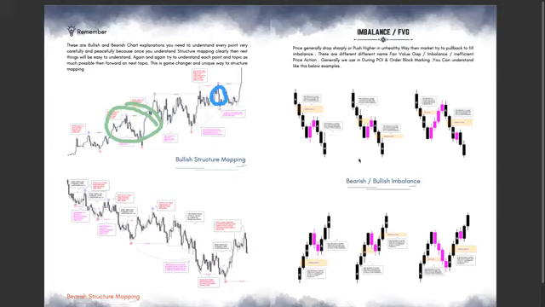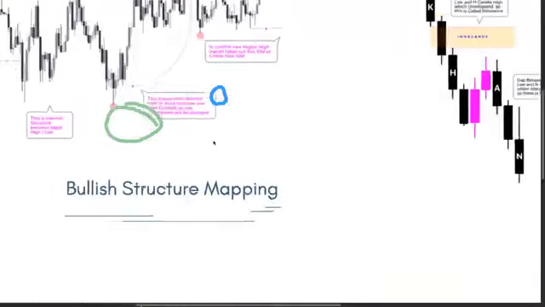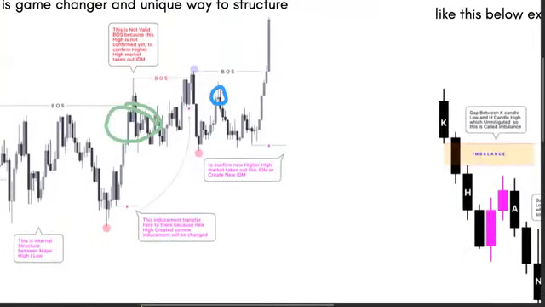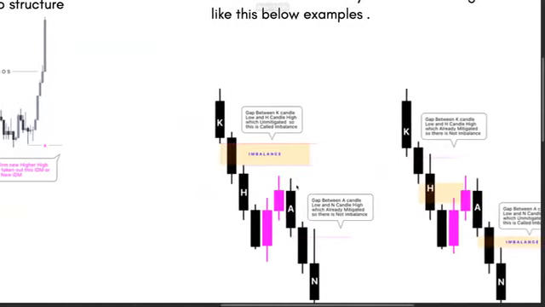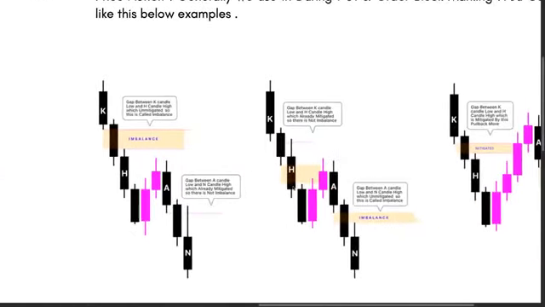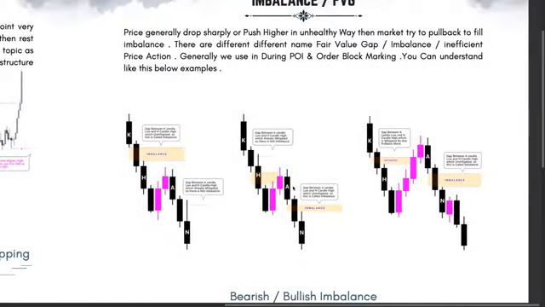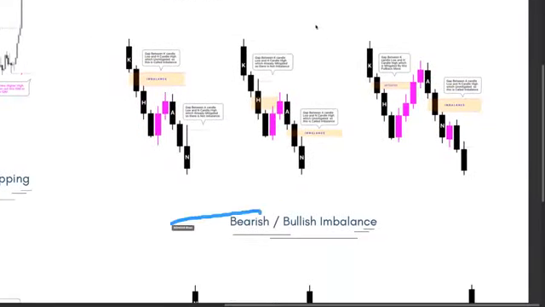The first imbalance, which one? This is structure mapping, and this one is imbalance. Correct. The first one is a proper imbalance.